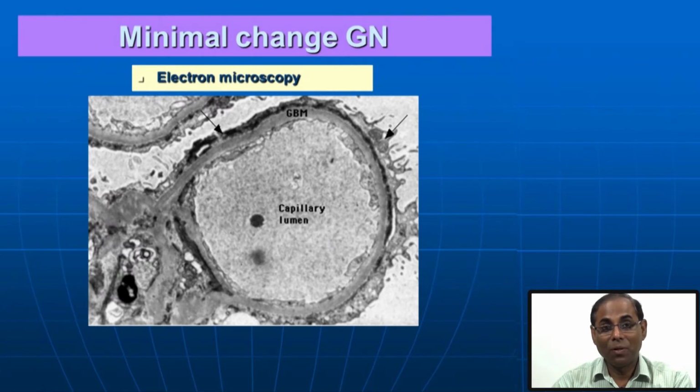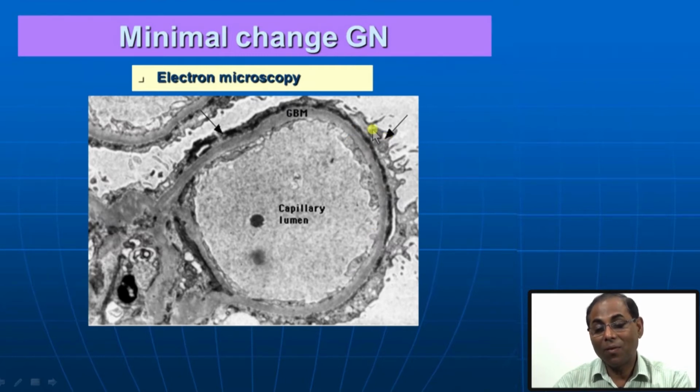That is why we call it minimal change disease or no change disease, but the changes can be seen in the electron microscope. If you look in the electron microscope, this is one of the capillary walls at high power, and you can see this is the glomerular basement membrane and these are the fenestrated endothelial cells. On the other side, we are supposed to see the podocytes.